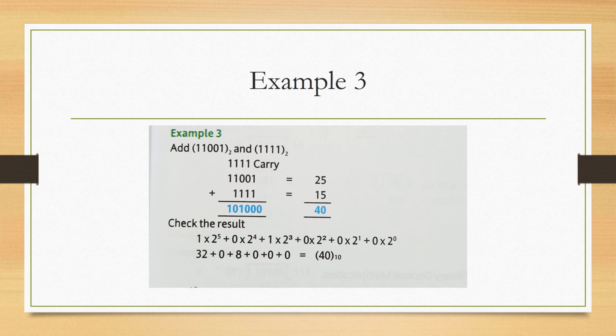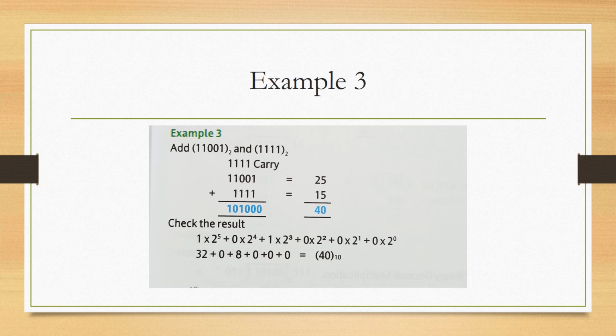From the right side, 0 is given as the power of 2. 2 raised to power 0 into 0, plus 2 raised to power 1 into 0, plus 2 raised to power 2 into 0, plus 2 raised to power 3 into 1, plus 2 raised to power 4 into 0, plus 2 raised to power 5 into 1.